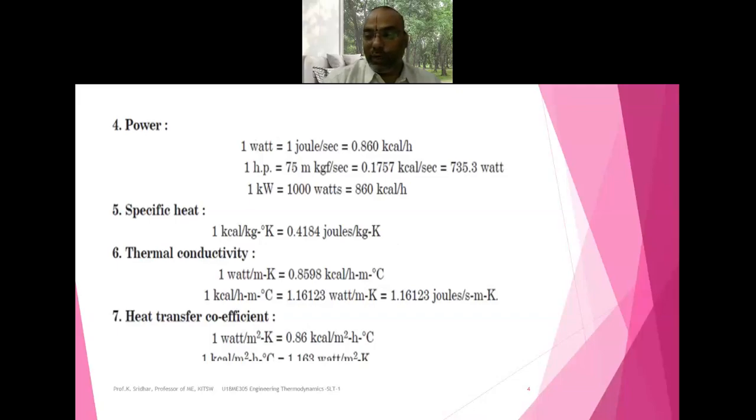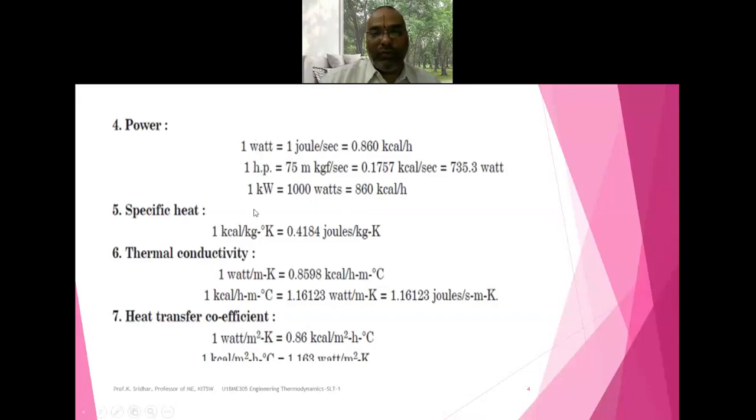And normally whenever we are purchasing any electrical motors, they can be in the form of HPs, such as a 0.5 HP motor, 1 HP motor, 2 HP motor, like that. So what is the conversion factor between the HP and the watt? 1 HP is equivalent to 736 or 735.3 watts. And kilowatt: kilo means 10 to the power of 3, that is 1000. So 1 kilowatt is equivalent to 1000 watts. Like that we can have the units for power.